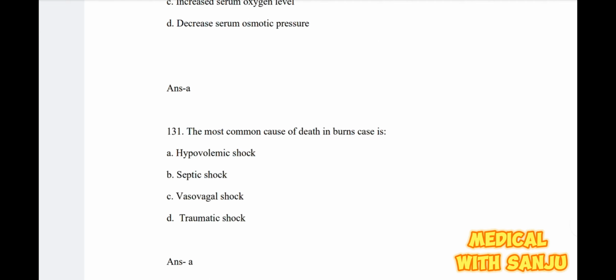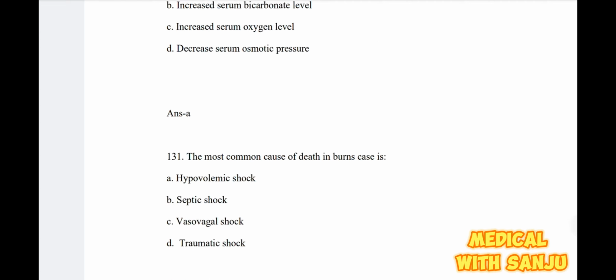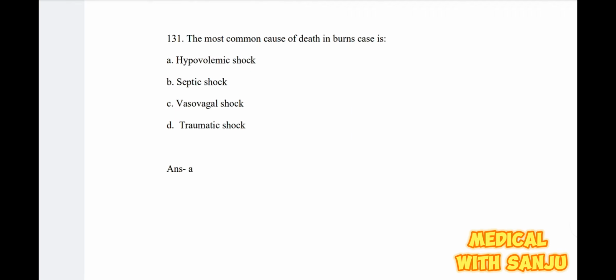Question 131. The most common cause of death in a burn case is option A. Hypovolemic shock, option B. Septic shock, option C. Vasovagal shock, and option D. Traumatic shock. The most common cause of death in a burn case is due to hypovolemic shock. Option A is right answer.